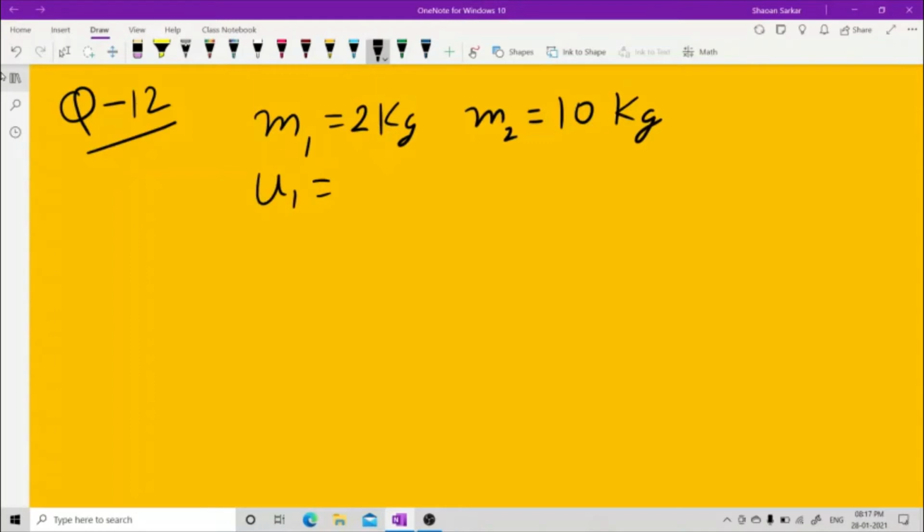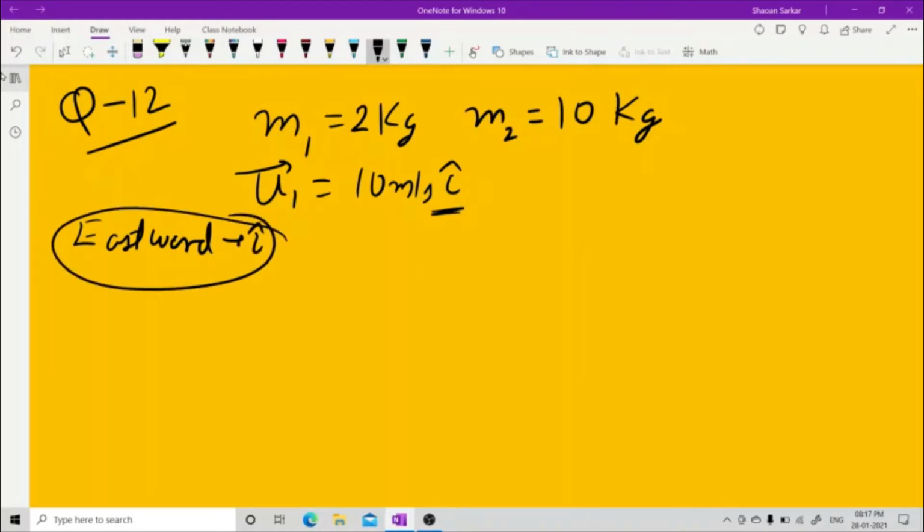U1 is 10 meters per second, I cap, eastward. Eastward I'm taking as positive. This is what I'm taking, to make you understand. Now u2 is minus, west is minus east, that is minus 4 meter per second I cap.